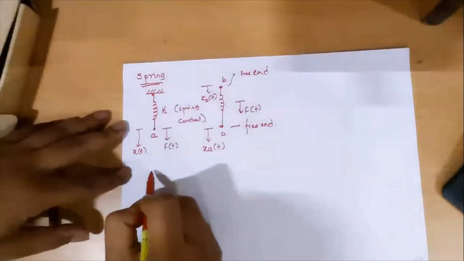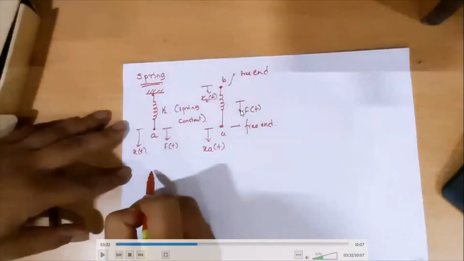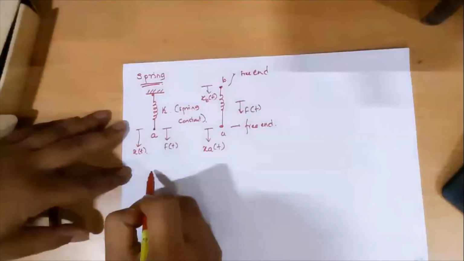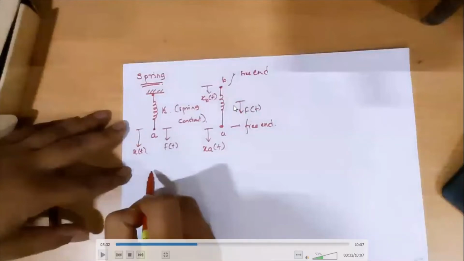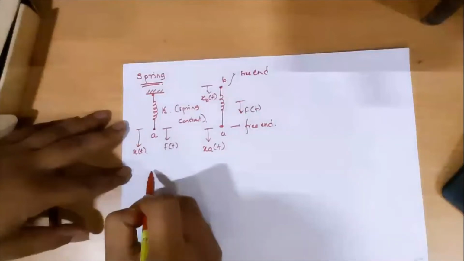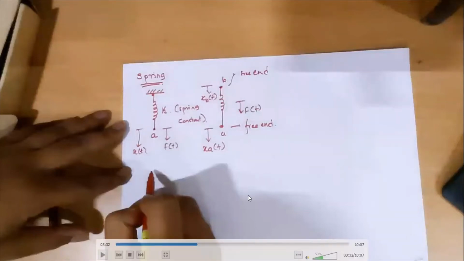The symbol of f of t, whatever direction I have shown, it is not exactly that you are applying force here. This does not depict that you are applying force here. It just indicates some force is applied to the spring. Okay, that's it. Don't make it complicated.